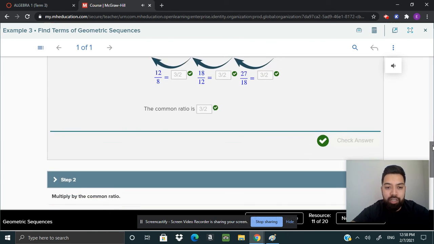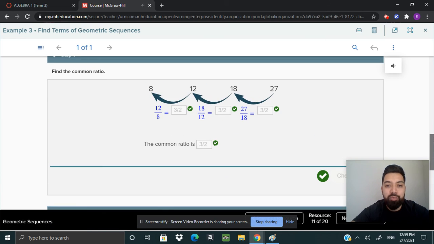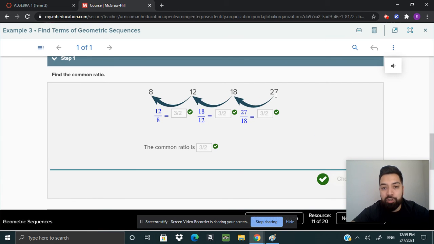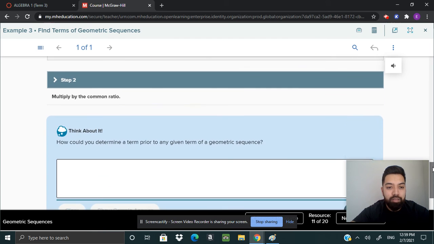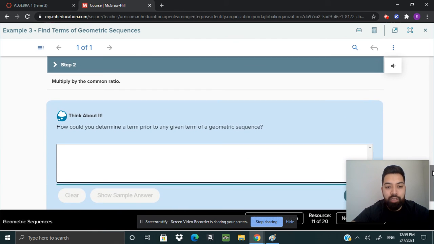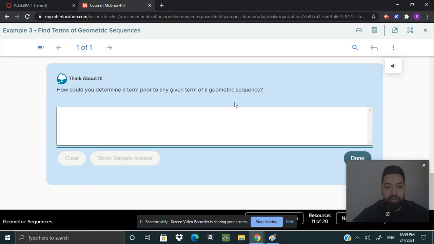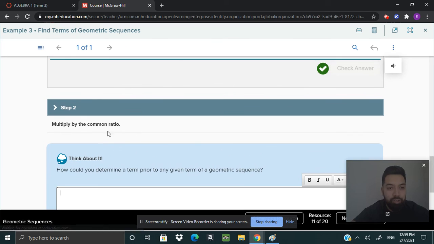So I just did another example there with the table. Eventually you would have to keep multiplying by 3 over 2 to get the next one, just like we did in the previous one. Here, I'll just show that step right there.